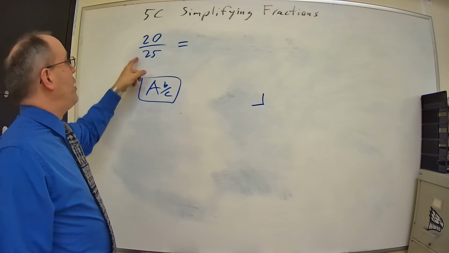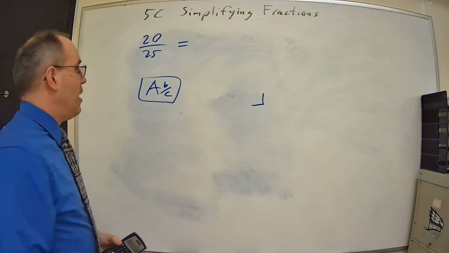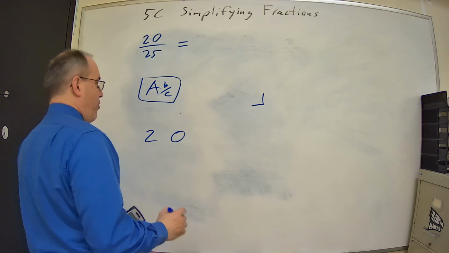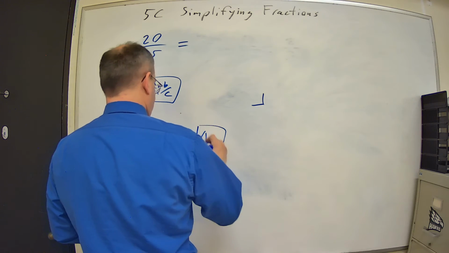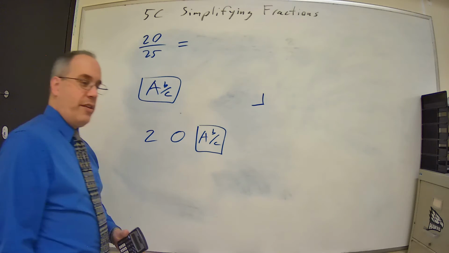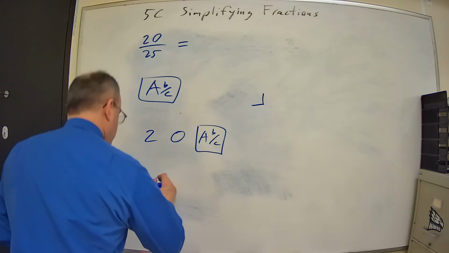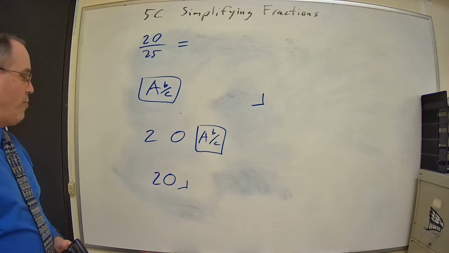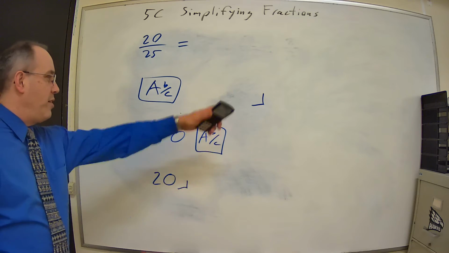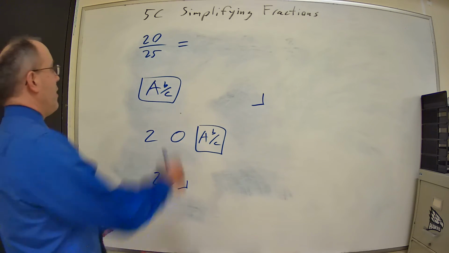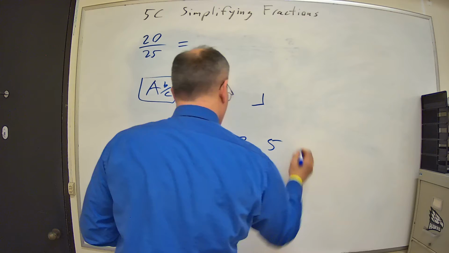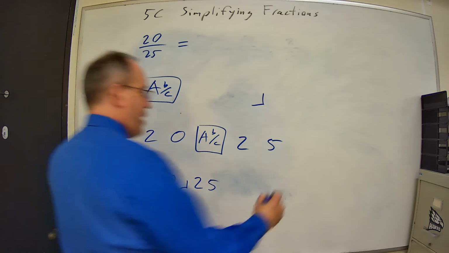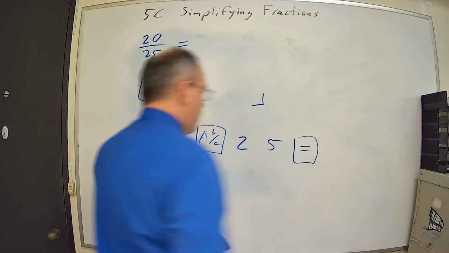So if I want to take 20 25ths and simplify it, I can plug that into the calculator by hitting 2, 0, the A, B over C button, which is going to put 2, 0 on my calculator. The A, B over C button is going to put my little right angle thing there. And 25, and then I hit the equals key.